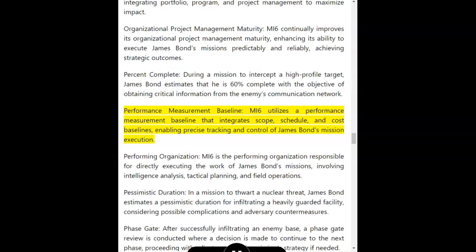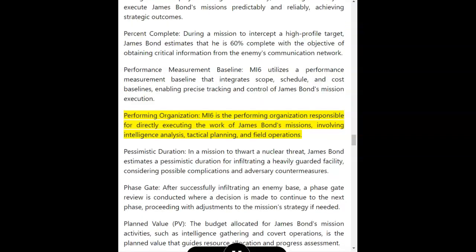Performance measurement baseline. MI6 utilizes a performance measurement baseline that integrates scope, schedule, and cost baselines, enabling precise tracking and control of James Bond's mission execution. Performing organization. MI6 is the performing organization responsible for directly executing the work of James Bond's missions, involving intelligence analysis, tactical planning, and field operations.